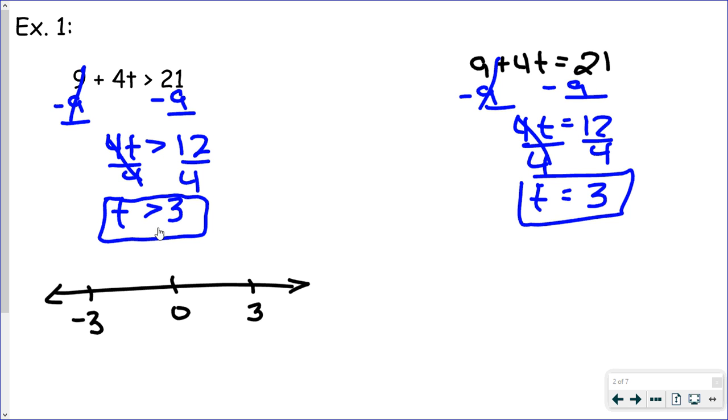Since there's not a line underneath this, it's an open circle at 3. T is greater than 3, the values that are greater than 3 are to the right. Or you can use the arrow trick. This is pointing to the right, so you shade to the right. And that's just showing all the values that T could be. T could be anything greater than 3.